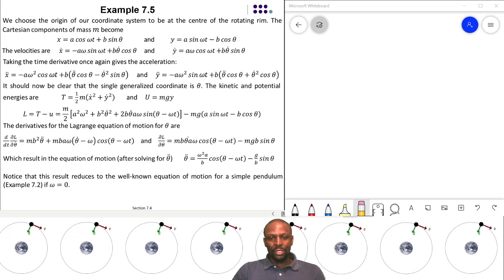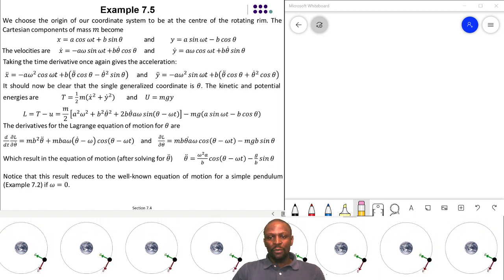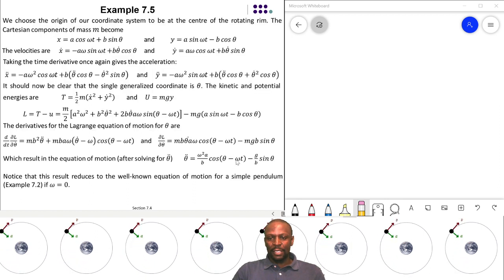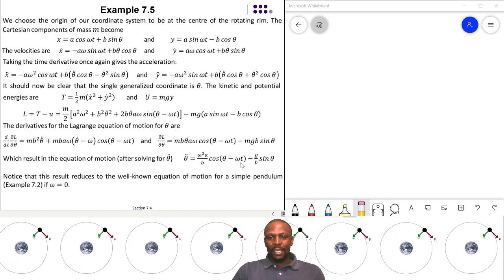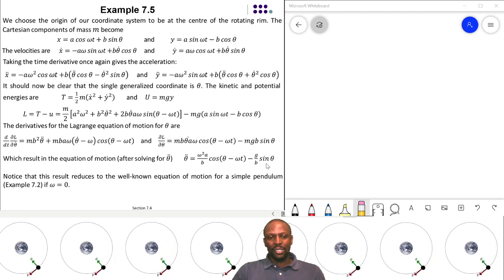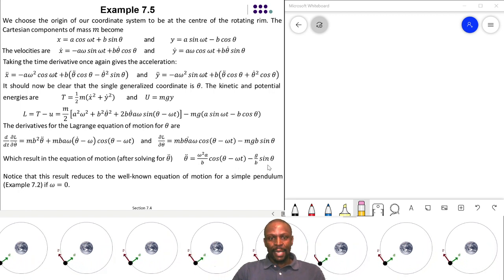Notice that this result reduces to a well-known equation of motion for a single pendulum when omega is equal to zero. When omega is equal to zero, this term will just vanish, and then this will just be the equation of pendulum that we have already done.